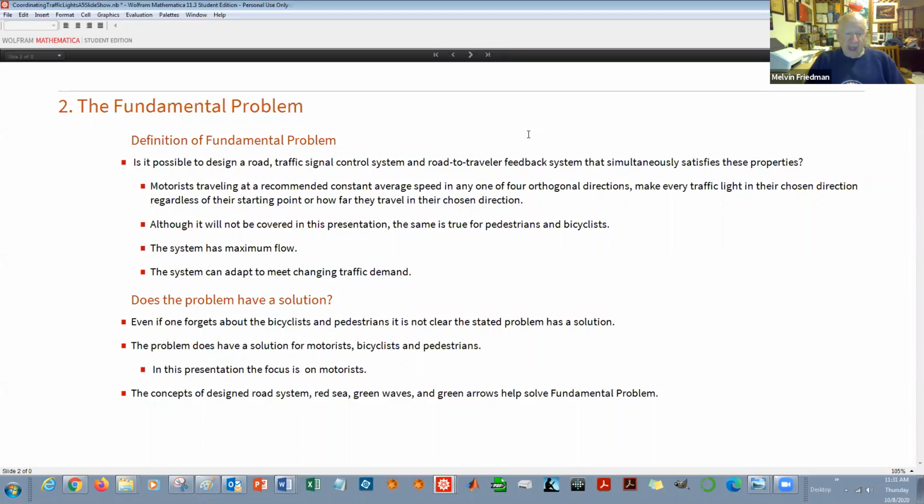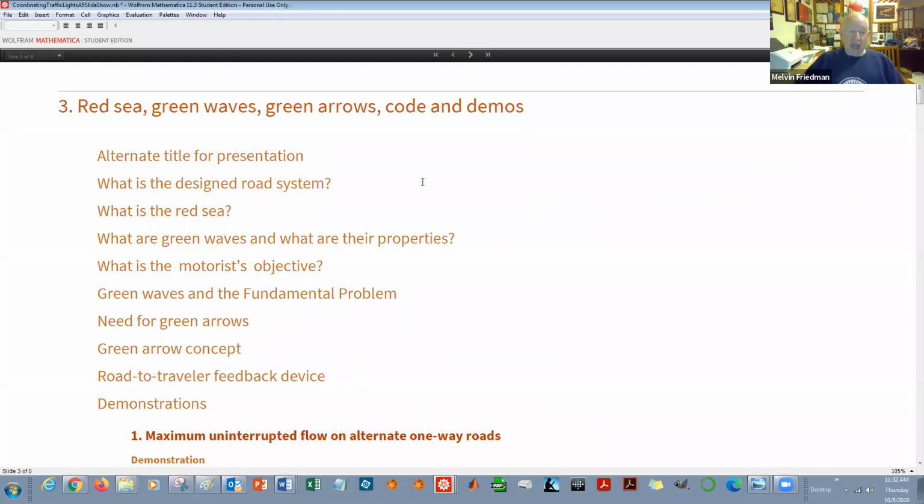Even if one forgets about the bicyclists and pedestrians, it is not clear that the stated problem has a solution. The problem, however, does have a solution for motorists, bicyclists, and pedestrians. Here, we're going to focus on motorists. The concepts of designed road system, red sea, green waves, and green arrows really help to solve the fundamental problem. So now I'll talk about some of those things.